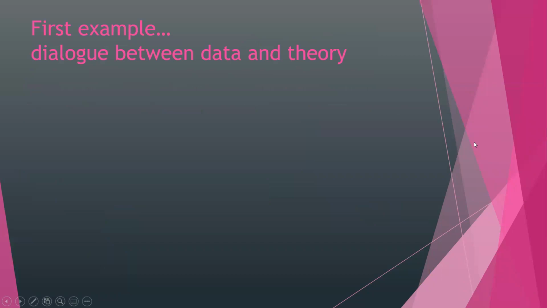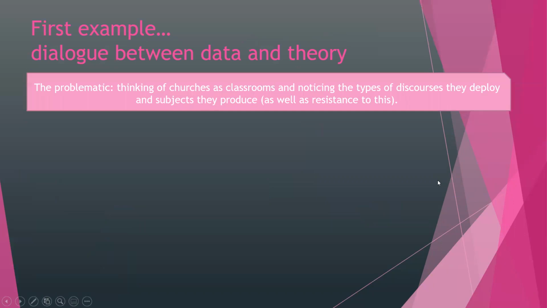Here's a lovely example, though, about how no one theory comes off the shelf ready for your study, and you need to keep re-examining it interactively and dynamically as you produce and look at your data. So in this particular study, this person has a very interesting problematic. They are thinking of churches as classrooms, because they're noticing that in churches, there are types of discourses deployed and subjects produced relating to people's idea about who they are in society and where they fit in society.